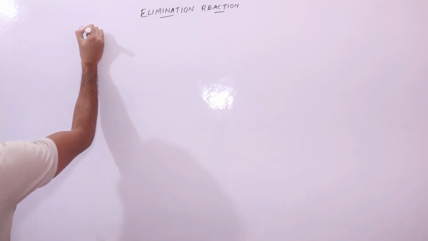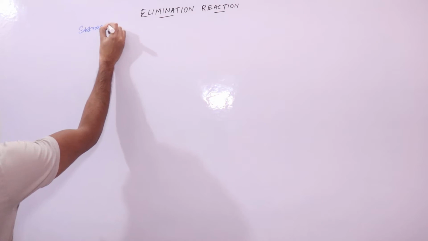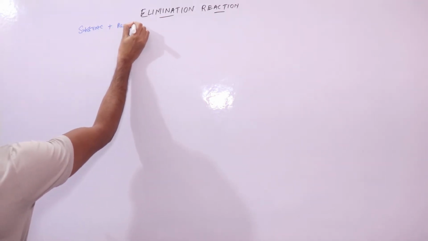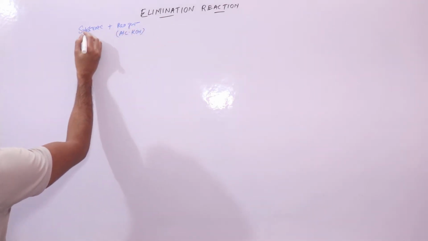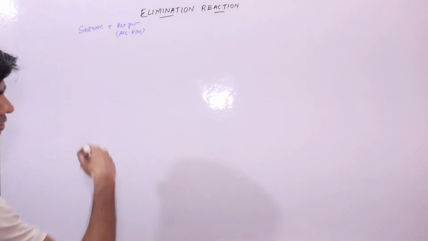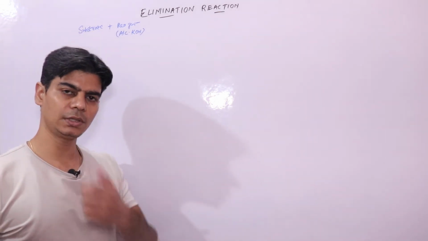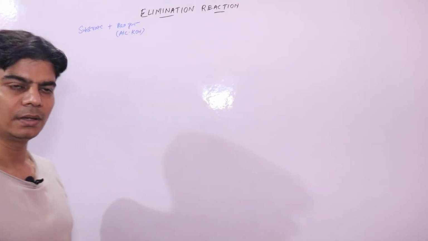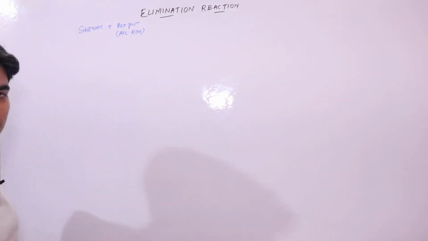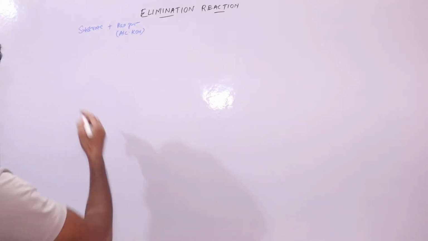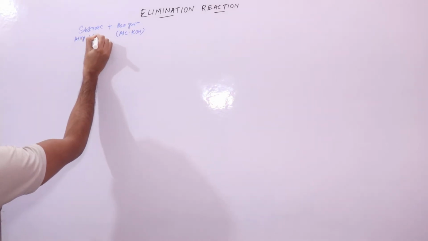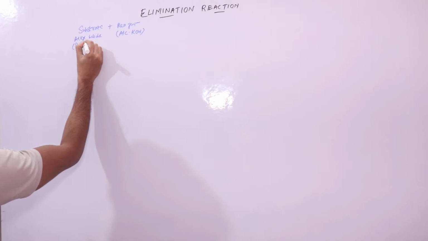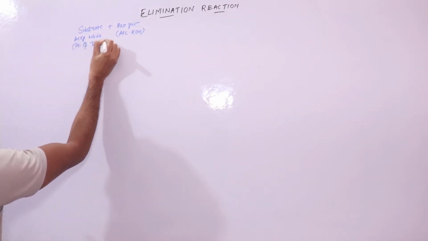As we know, any reaction is a reaction between a substrate plus a reagent. Here the reagent is alcoholic KOH and the substrate is an organic molecule, which we'll study mostly in organic chemistry. We'll be looking into alkyl halides when we talk about elimination reactions. This would be an alkyl halide, mainly primary and tertiary alkyl halides.